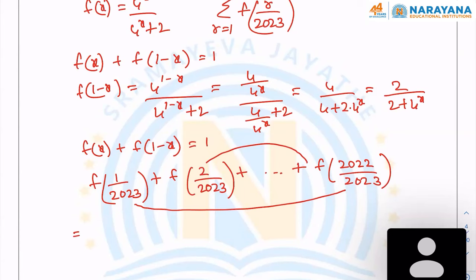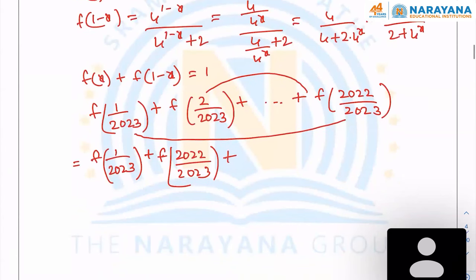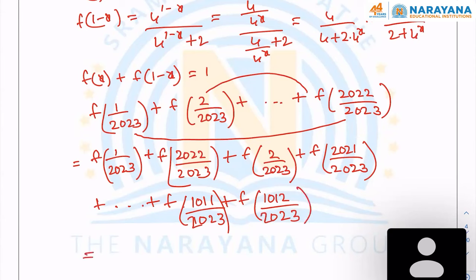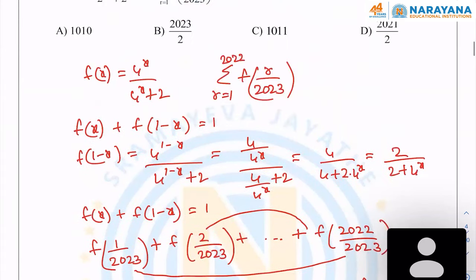So let us check how many ones we will get. So f of 1 by 2023 plus f of 2022 by 2023, plus f of 2 by 2023 plus f of 2021 by 2023, so on up to f of 1011 by 2023 plus f of 1012 by 2023. So how many ones are we getting? Here we are getting 1, here we are getting 1, till here we are getting 1. So we have 1011 ones. So its value is equal to 1011. So option C is correct.